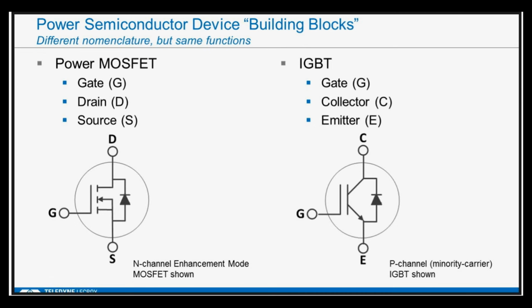MOSFETs are generally N-channel, enhancement mode MOSFETs, and the IGBTs are generally P-channel minority carrier. That's just the way it is. It gets you better efficiency, better overall operation in these kinds of circuits.